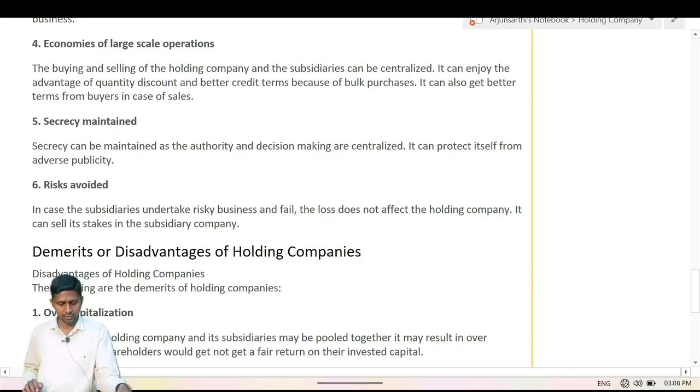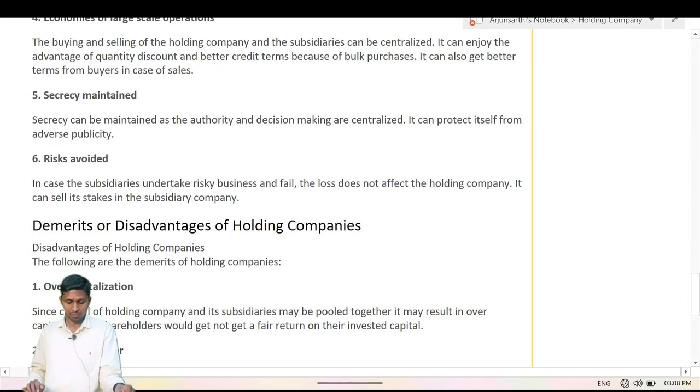Then after that, you can maintain secrecy. Now the majority of data is with what? In one hand. Correct. Now you can take centralized decisions. Workers will not come to know about your formulas, secret documents, etc. Correct. And then, very important, you can avoid your risk. How can you avoid your risk? Now let's take an example. First example, you have formed the company and vice versa, you have purchased the company. You are only what?